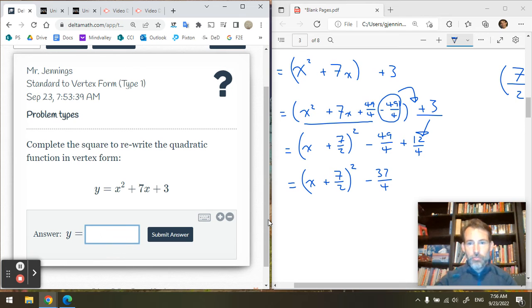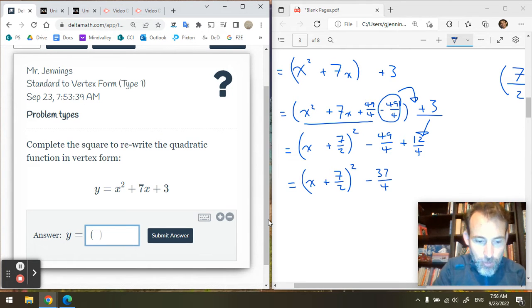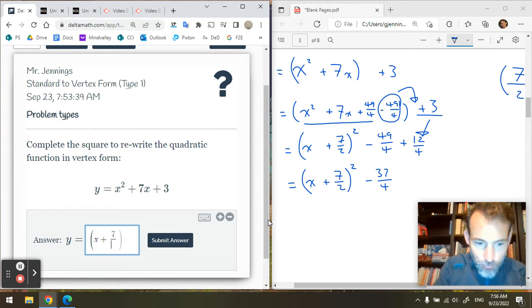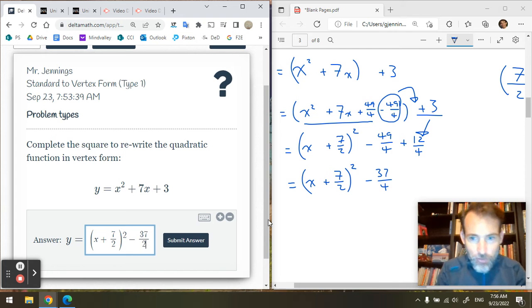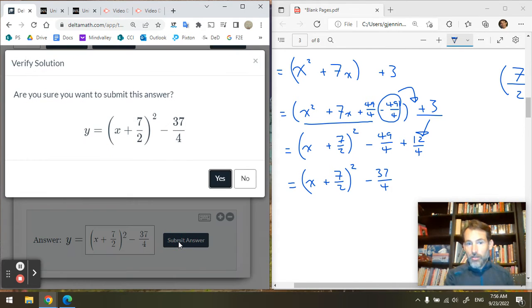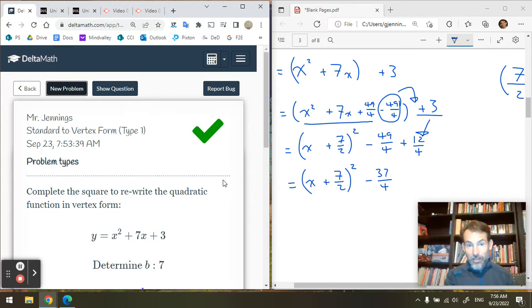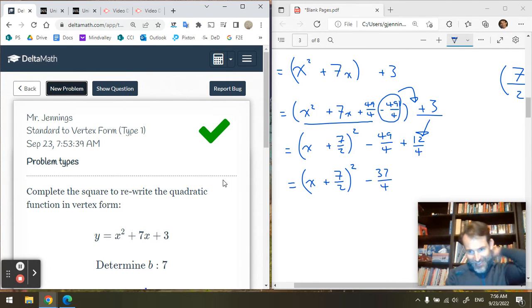Okay, so then you input this into Delta Math. x plus 7 over 2 and bracket in the right place, and then square it, and then subtract 37 over 4. Submit the answer. Let's see if I made any mistakes. I might have. I was talking. No, I didn't make any mistakes.